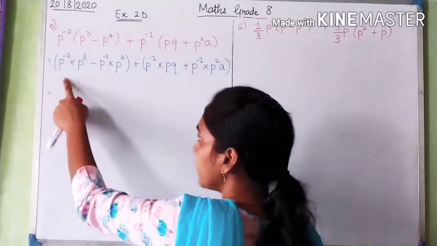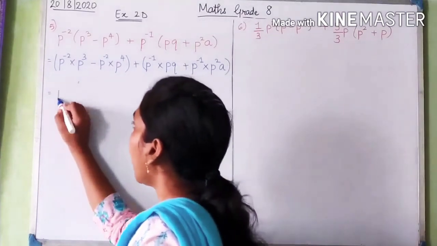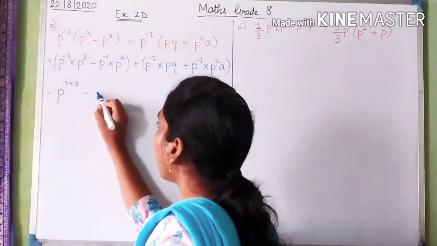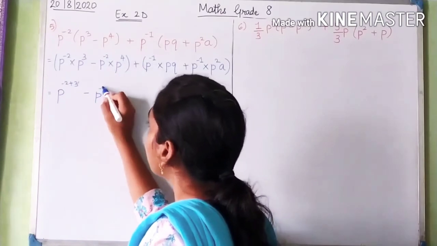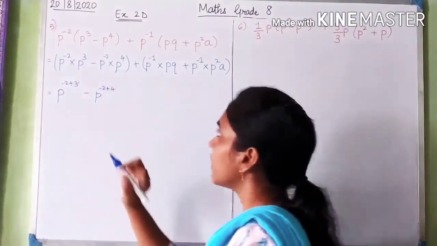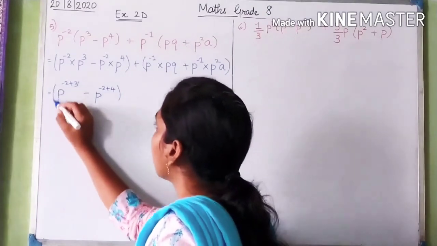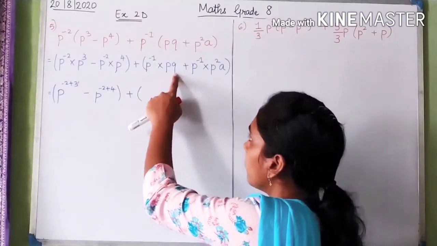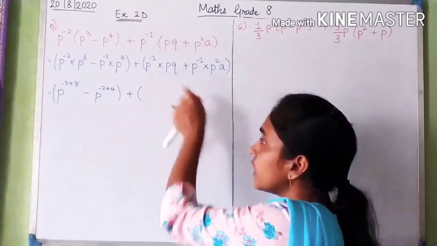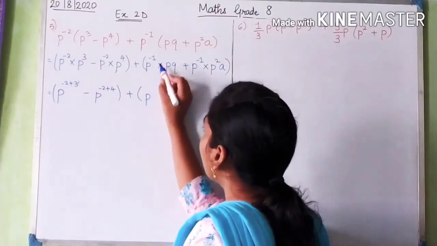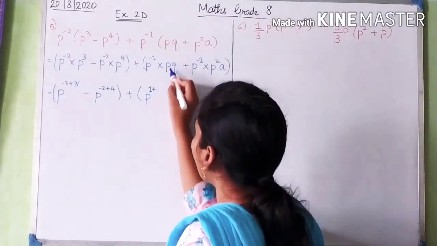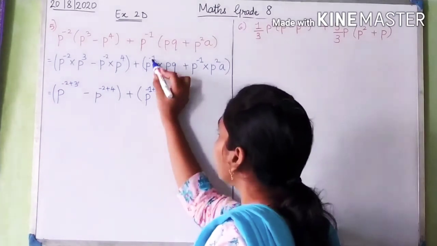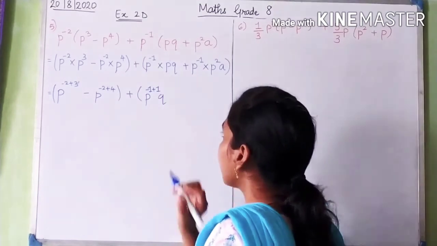Okay. So bases are the same, they are multiplied, so we add their powers. So p raised to minus 2 plus 3. Then minus p raised to minus 2 plus 4. Here also bases are the same, they are multiplied, so we add their powers. Plus, here there is one more variable, but this will remain as it is. We will see only p. So p raised to minus 1 plus 1, because this is having a plus 1 power here. So minus 1 plus 1, and q remains as it is.